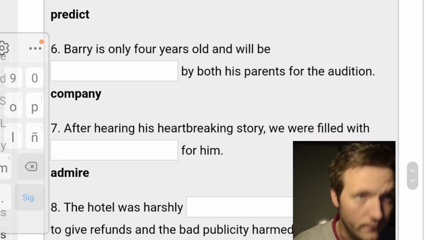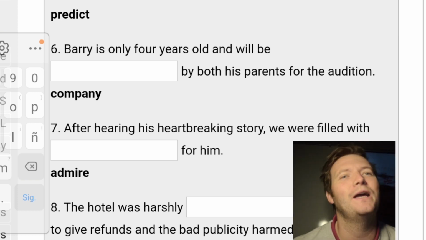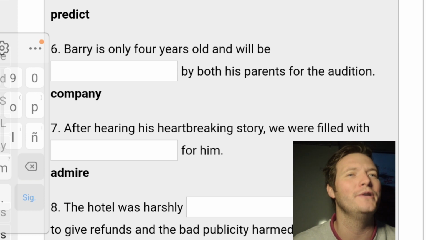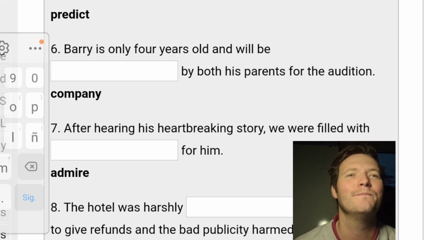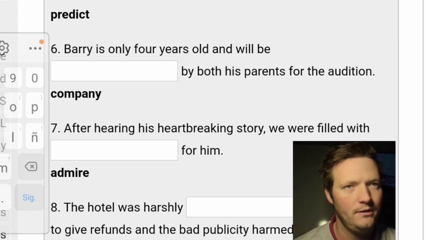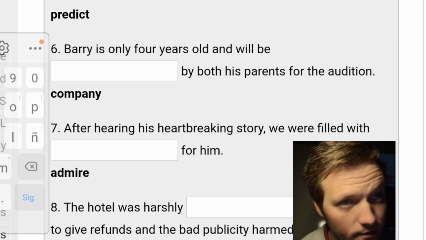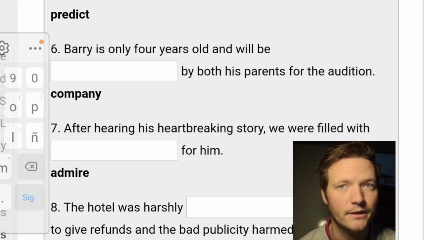Okay, 3 more, and then we finished. Barry is only 4 years old and will be accompanied by both his parents for the audition. Barry? What a name for a 4-year-old. Oh my God, they're sending him to an audition at the age of 4. Bad parenting.